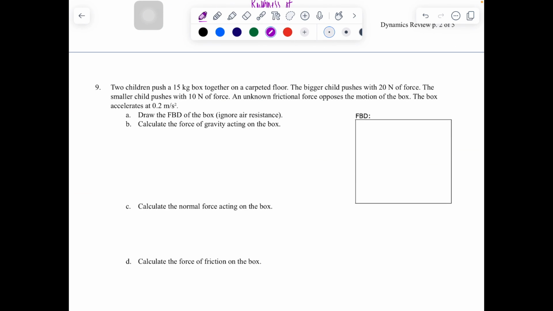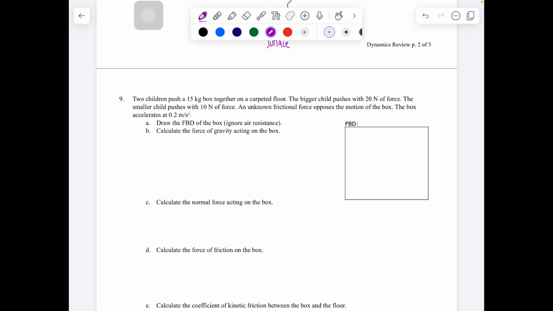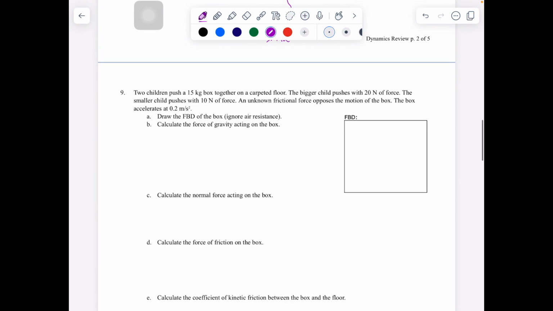Alright, let's get started on our next one. Two children push a 15-kilogram box together on a carpeted floor. The bigger child pushes with 20 newtons. The smaller child pushes with 10. Unknown frictional force opposes the motion of the box. Box accelerates at 0.2.